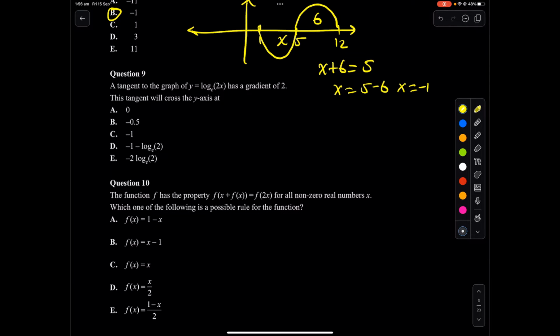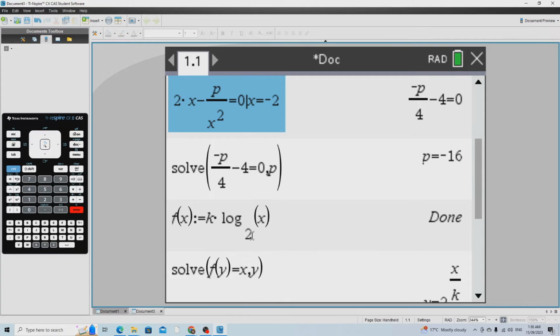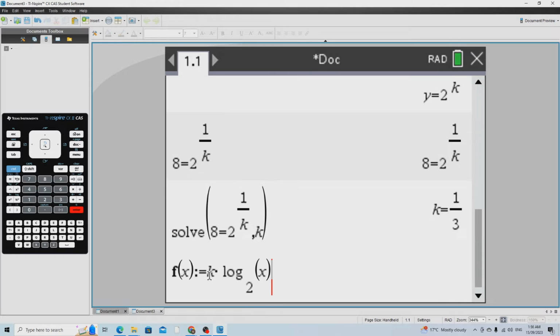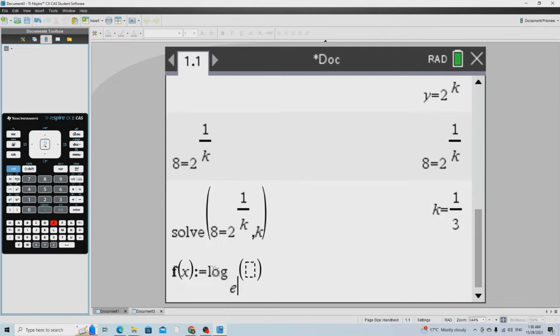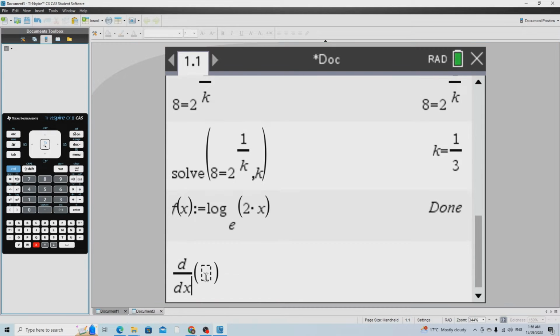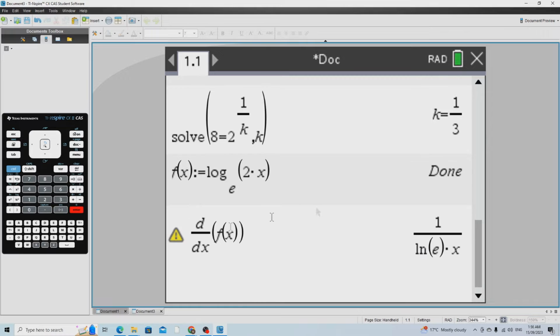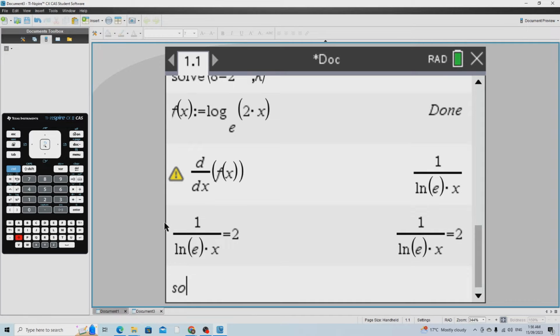The tangent to the graph of y equals this has a gradient of 2. The tangent will cross the y-axis at what? Just use your calculator here. Let's redefine this function: what is log e to x? I'm going to find the derivative of f of x, and when the derivative equals 2, we want to solve for x.